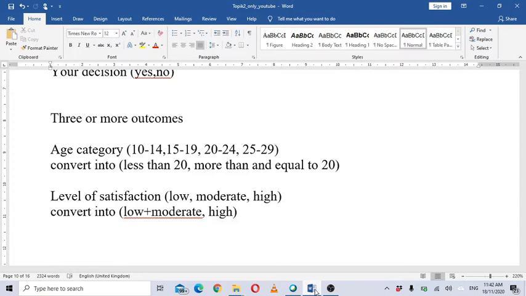Another example is level of satisfaction. It can be low, moderate, and high. Then you can convert into two groups, which are low and moderate in one group, and high in another group. So it depends on your interest actually.